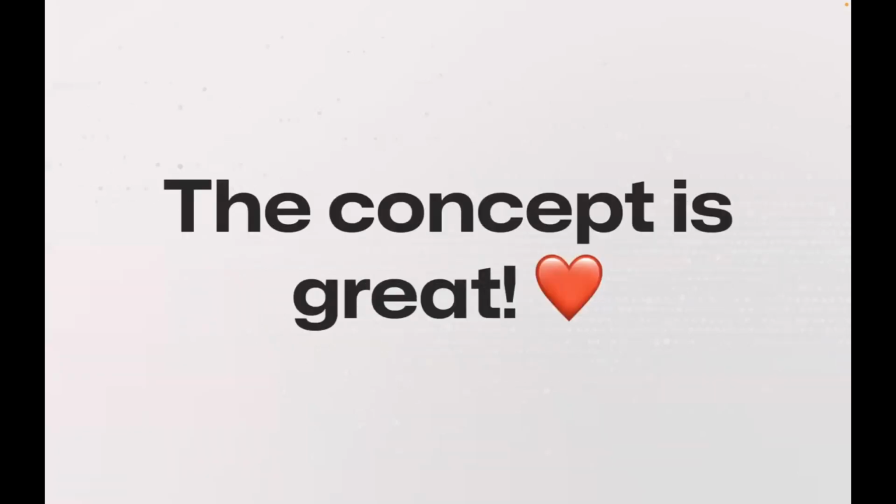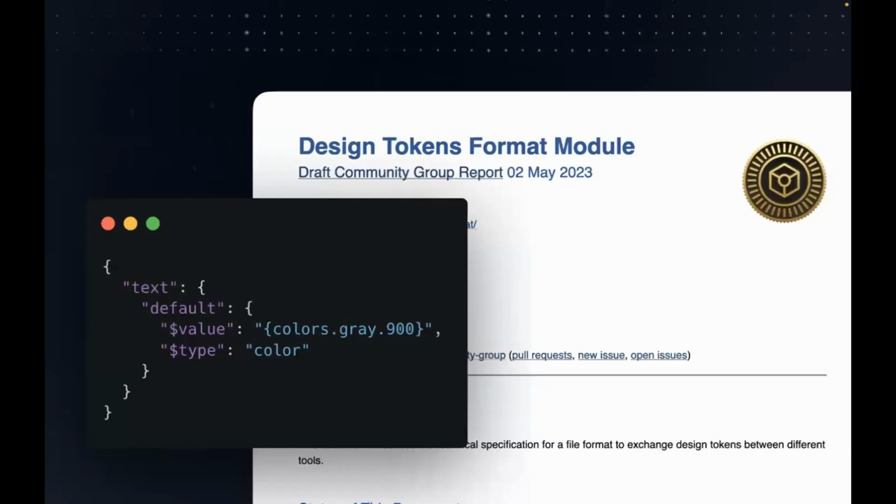So don't get me wrong, the concept is great. It's a way to encapsulate design decisions in a platform agnostic way, and there is many benefits to this. As a quick recap on what design tokens are, what you see on the left is basically a design token in a very simple form. It's a design decision captured in a platform agnostic way, and we do that in the JSON. So this is a token called text default with a value of colors gray 900, which is a reference to another token. And it is of type color.